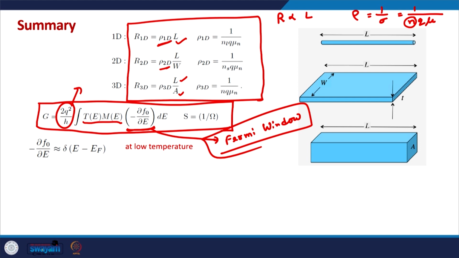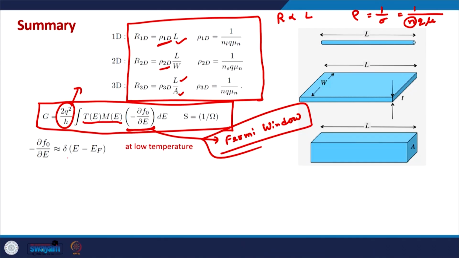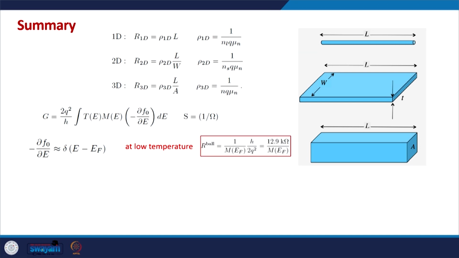and with this expression we started doing calculation of resistance for ballistic case in our previous discussion, and there we saw that at 0 Kelvin, at extremely low temperatures, this function, the Fermi window function, boils down to a delta function, which essentially simplifies this integral greatly, and the conductance that we obtain is essentially this. So, at low temperatures, when T approaches 0 Kelvin, this is the ballistic resistance of the device.